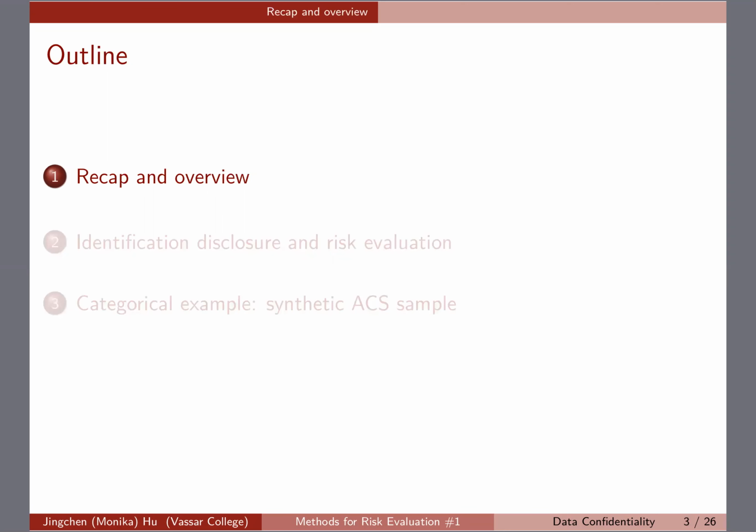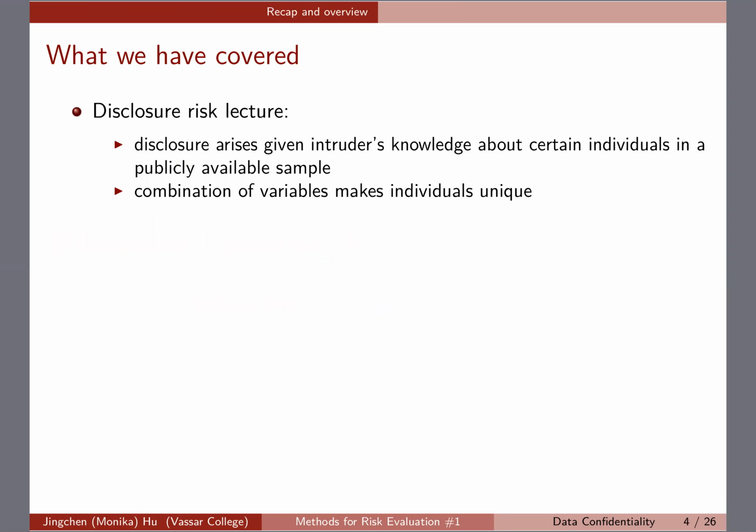Okay, all right. So remember when we first started, we talked about disclosure risk. That was what that lecture was about. We looked at categorical data, and we noticed that if we have certain assumptions about the intruder's knowledge about certain individuals in the publicly available sample, then disclosure arises. Especially if you have a combination of more variables, that will start to make individuals more unique, and because of that, there's disclosure risk if you're working with the original confidential data.